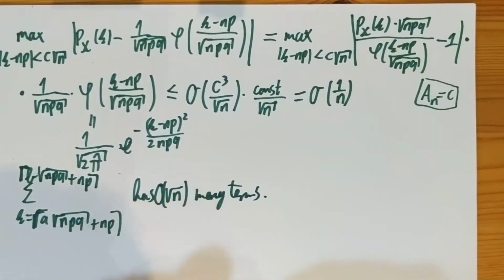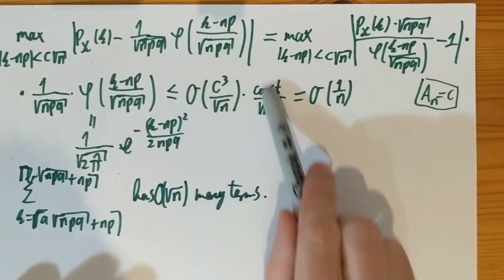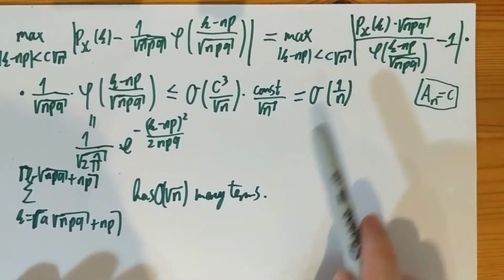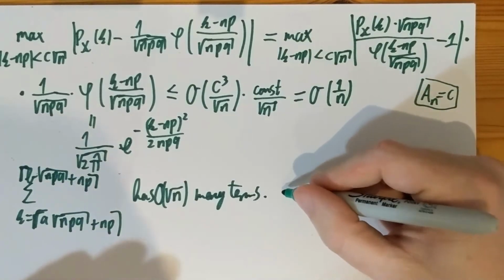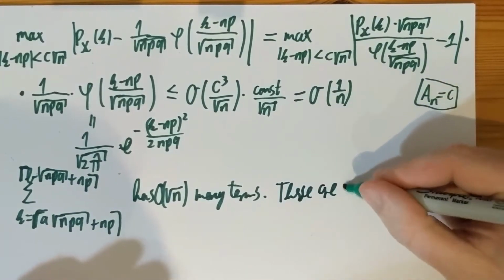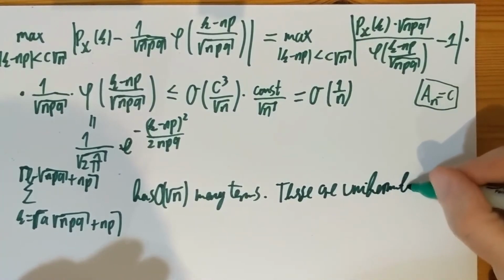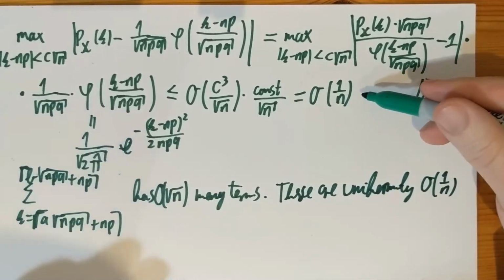They are uniformly bounded by big O of 1 over n. This bound here is uniform. I could take a maximum in the local theorem, so my bound doesn't depend on k anymore. So these are uniformly bounded, and they are uniformly in the order of 1 over n from the previous slide.